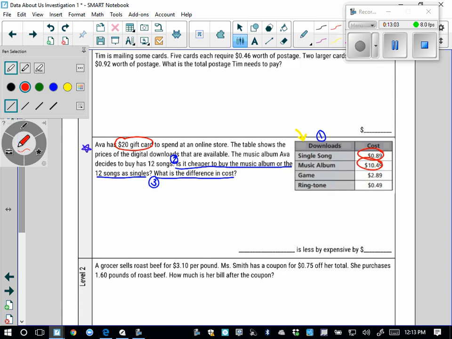So what I know is that Ava starts with $20, and that's useful, but it doesn't really help me answer this question, is it cheaper to buy the music album or the 12 songs as singles? In fact, I know the music album. This is just what Ava has, the $20. But the music album, that's $10.49.